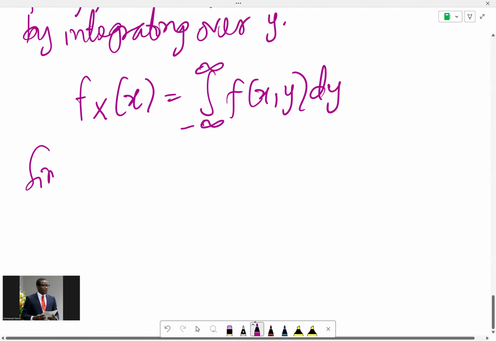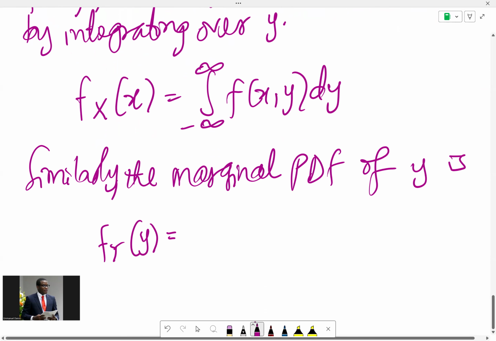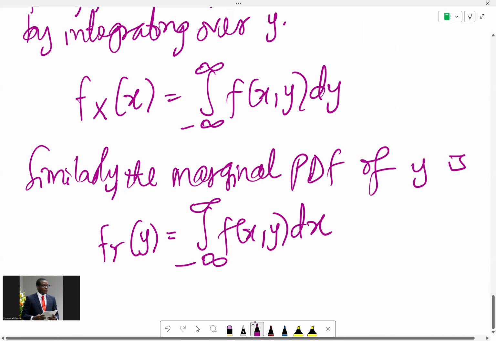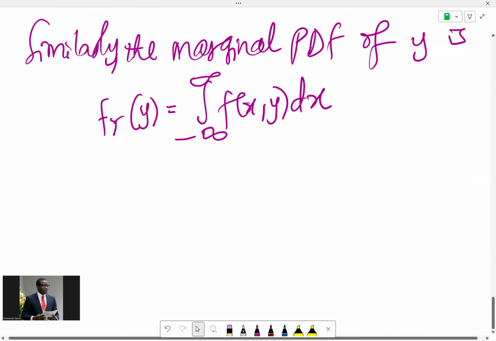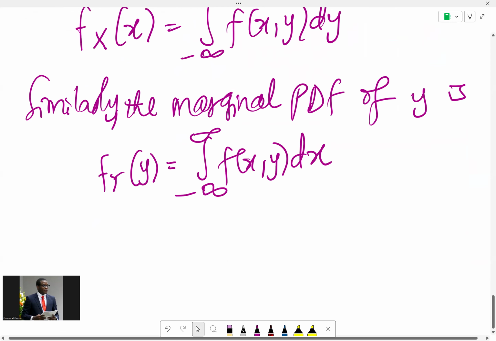Similarly, the marginal PDF of y, f of the random variable y at a specific value y, is the integral from negative infinity to positive infinity of f of x, y over x. That's dx. Okay. Now let's take an example again to drive the point home.